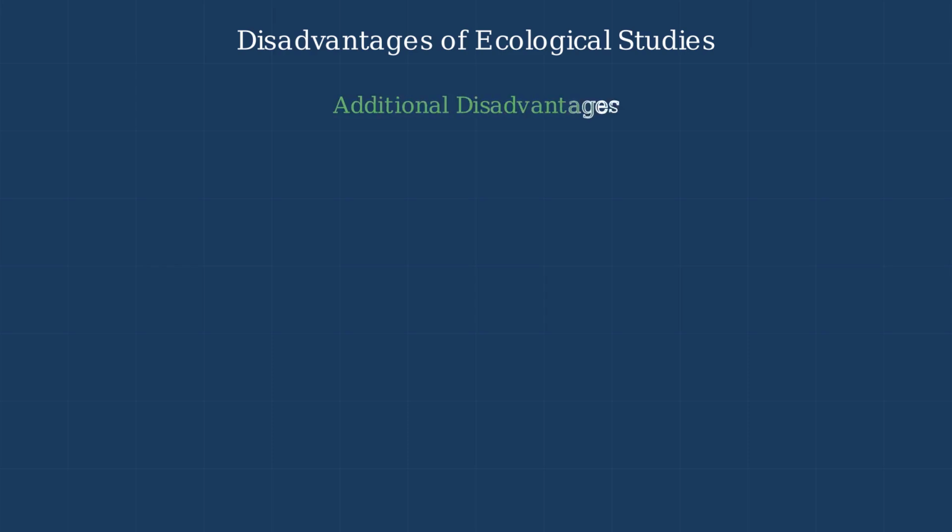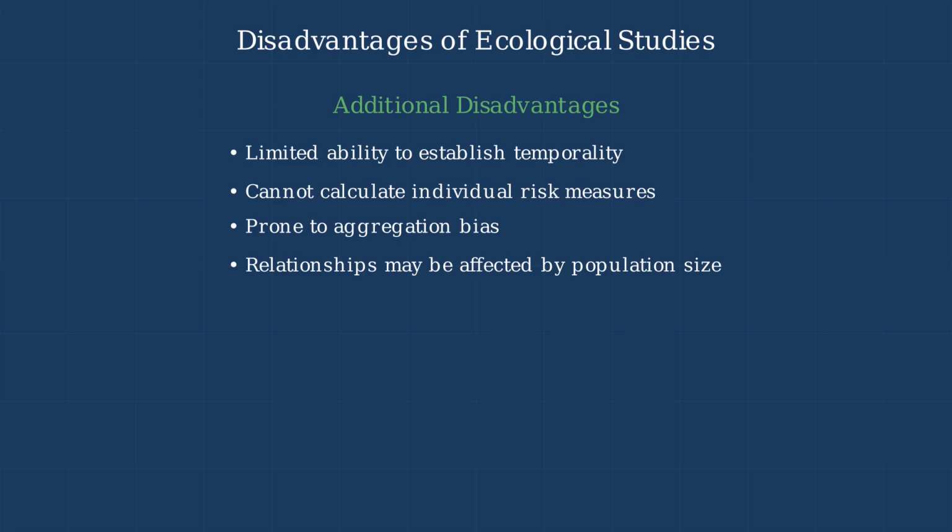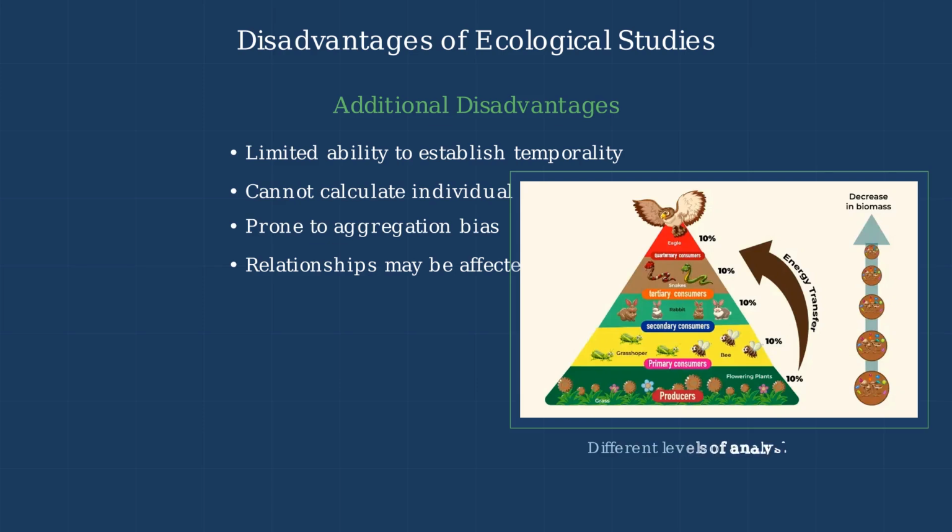Ecological studies have several other important limitations. They offer limited ability to establish temporality, cannot calculate individual risk measures, and are prone to various forms of aggregation bias. Like ecosystems have different trophic levels, epidemiologic research operates at different levels of analysis. Ecological studies provide insights at the population level, but are limited in their ability to draw conclusions about individuals. Understanding these limitations is crucial for properly interpreting ecological study results and designing comprehensive epidemiological research strategies.